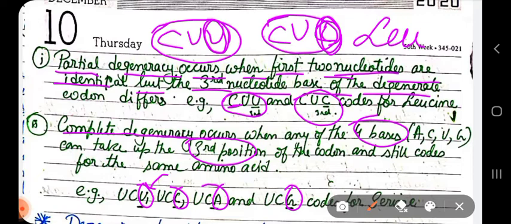So partial degeneracy means the first two nucleotides are constant or identical, but the third nucleotide is degenerating partially. That is called partial degeneracy.